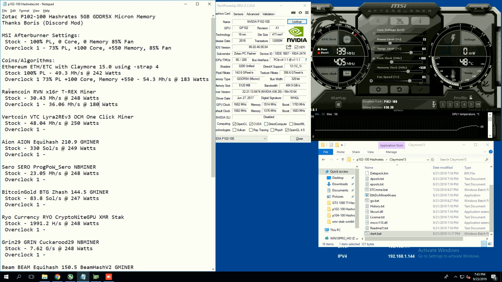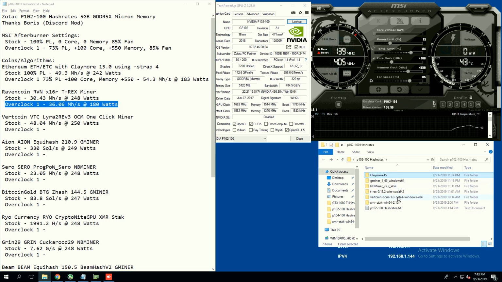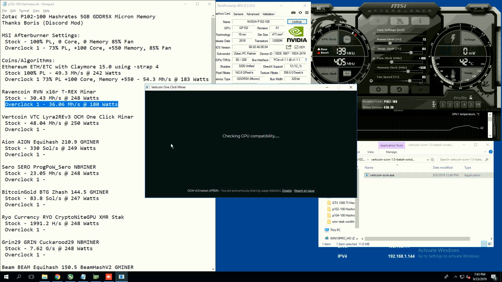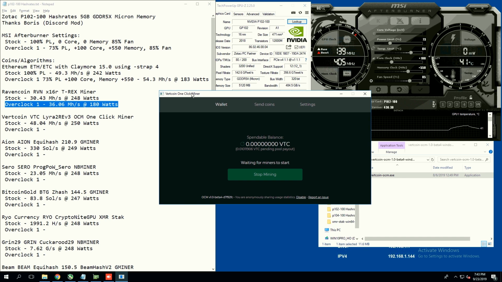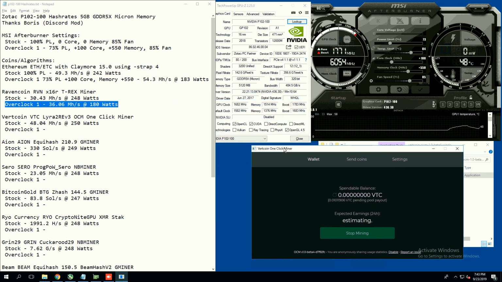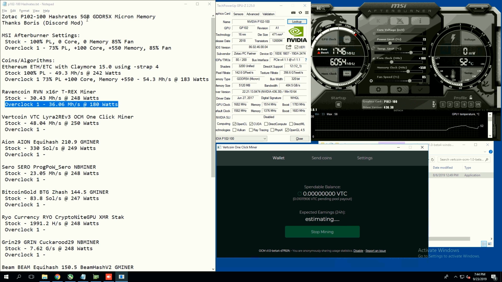Now the next coin, guys, is Ravencoin, which I already went ahead and did because I did a 1 hour average. So stock, we're able to get 30 megahash at about 248 watts, and at overclock 1, we're able to get 36.06 megahash at 180 watts. So pretty good, pretty powerful little card. I think this P102-100 is basically comparable to a GTX 1080 Ti, I believe. Obviously not the same memory requirement, but it has the same RAM as a 1080 Ti.